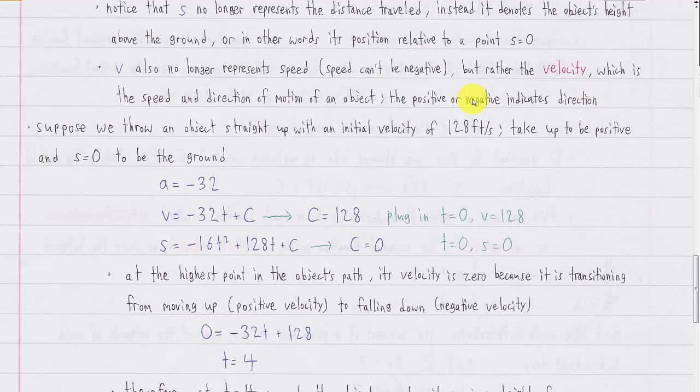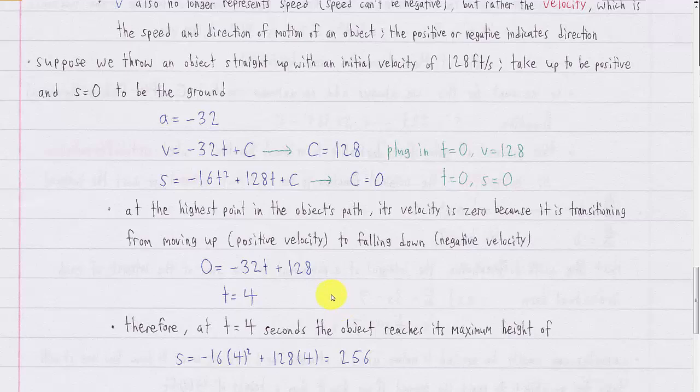So we can solve for when this occurs by setting velocity equal to 0 and solving for t. So we find that at t equals 4 seconds, the object is at its highest point, and then we can find how high that is by plugging 4 into the position function. So we find that at t equals 4 seconds, the object reaches its maximum height of 256 feet.